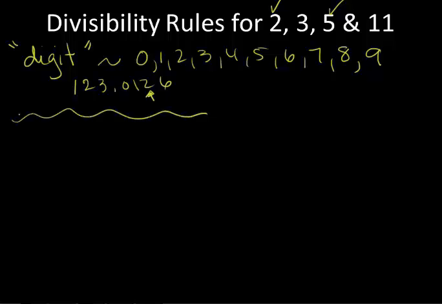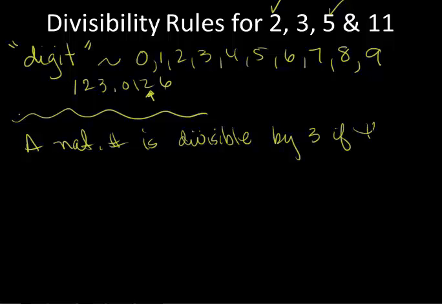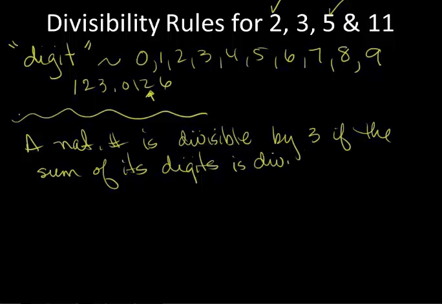All right, we want the divisibility rule for 3. So a natural number is divisible by 3 if the sum of its digits, and now you're looking at the sum of the digits, that sum you're looking at as a number, is divisible by 3.